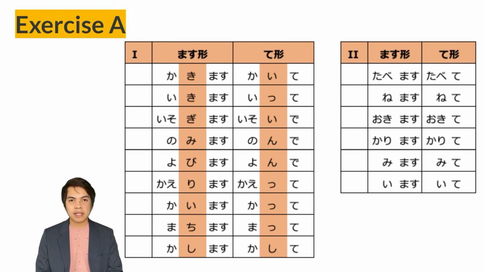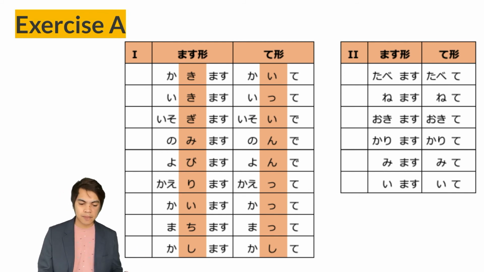Next, isogimasu, to hurry. Isoide. Remove gi with ide. Next line, nomimasu, to drink. Replace mi with nde. So it will become nonde. Next, yobimasu, yobi, yonde. Kairimasu, kairi, kaette. Replace ri with small tsu and te. Next, kaimasu, katte. Machimasu, matte.